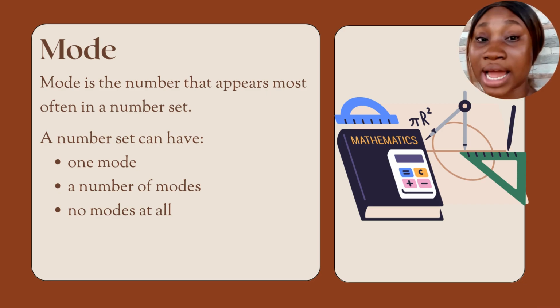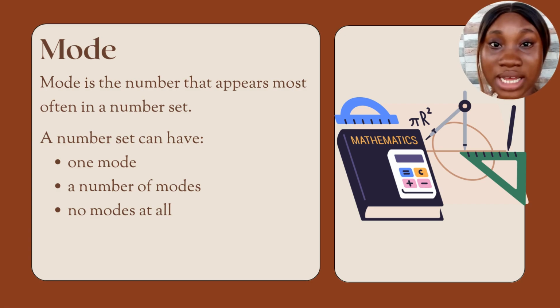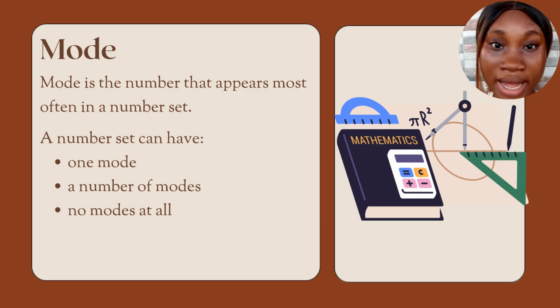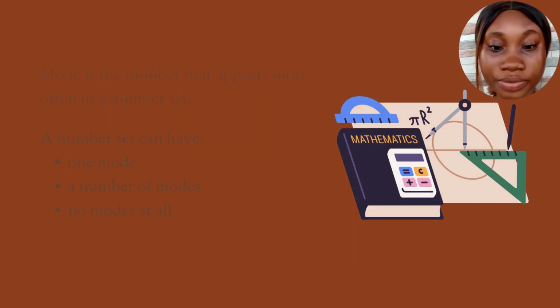Now a number set can have one mode. Sometimes you can have only one number that appears a couple of times. And sometimes you can have a number of modes, maybe two modes or three modes. That means two numbers appearing over and over again, or even three numbers. And sometimes you can have no mode at all, where there is no number that appears the most. So you can have just one number, two or three numbers, or no number at all.